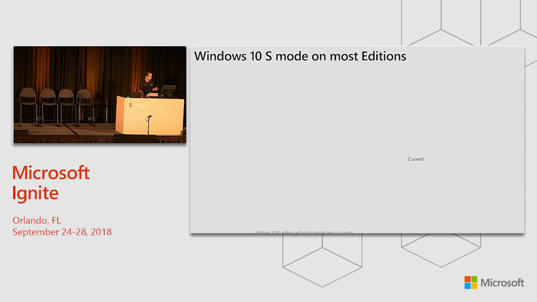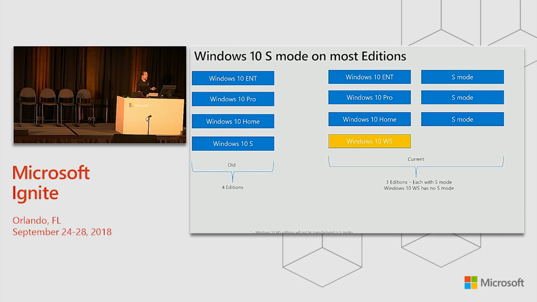So now what we have is Windows 10 S mode on pretty much most editions. Old, we had Windows 10 Enterprise, Windows 10 Pro, Windows 10 Home, Windows 10 S. Now the current release allows us to receive Windows 10 Pro or Home in S mode directly from the OEM, as well as Windows 10 Enterprise in S mode. In most cases, the switch is done through the onboarding process where you can switch from Pro to Enterprise, and thus also switch to Enterprise in S mode.